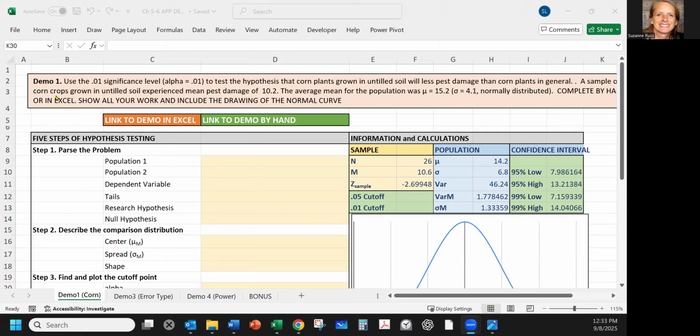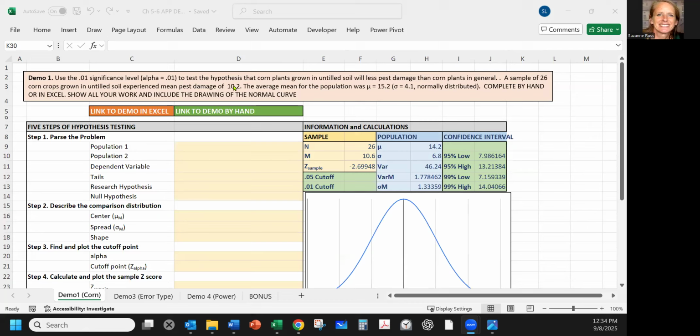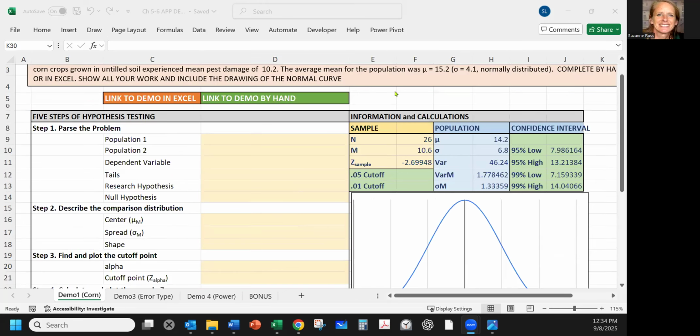So in this demo, you're asked to use the 0.01 significance level to test the hypothesis that corn plants grown in untilled soil will have less pest damage than corn plants in general. A sample of corn crops grown in untilled soil experienced mean pest damage of 10.2. The average mean for the population was 15.2, with sigma of 4.1 normally distributed. So let's go ahead and parse out this problem.